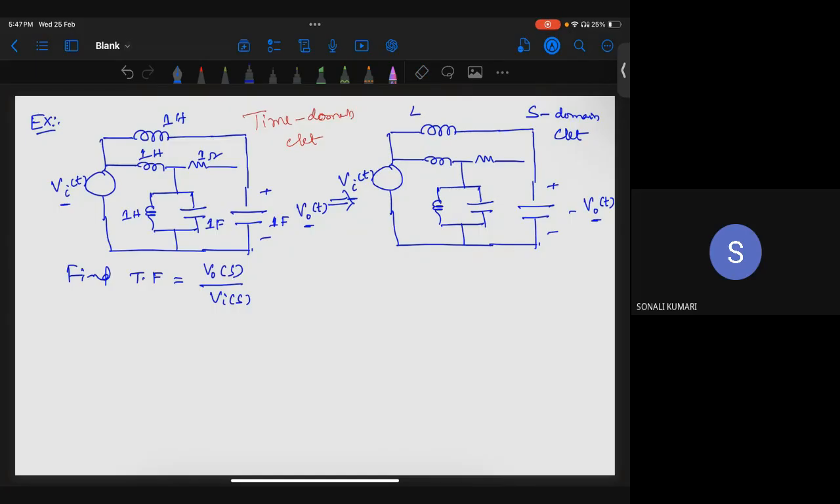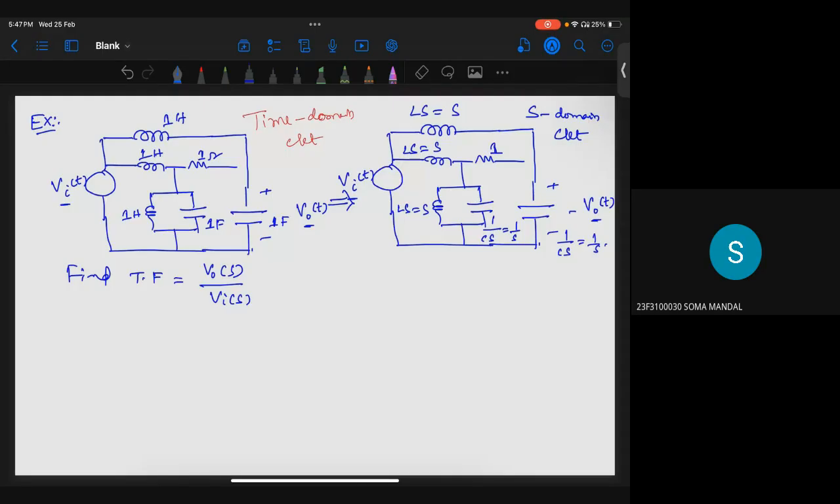This will become LS, that is L will be S. This will also be LS, that will be S. This will become 1. This will become LS, that will be S. This will become 1 by CS, that will be C is 1. This is also 1 by CS, it will be 1 by S. Is this clear? How I write this?